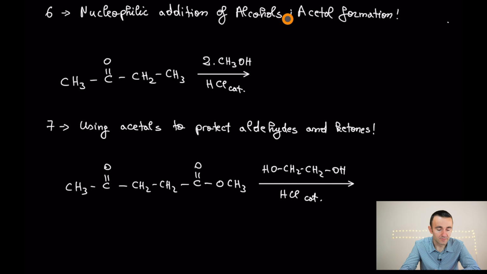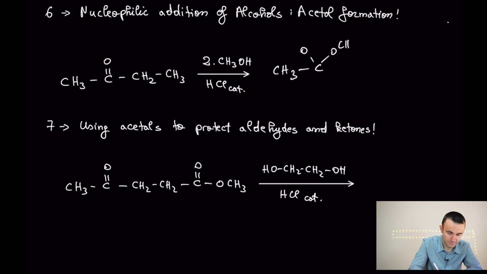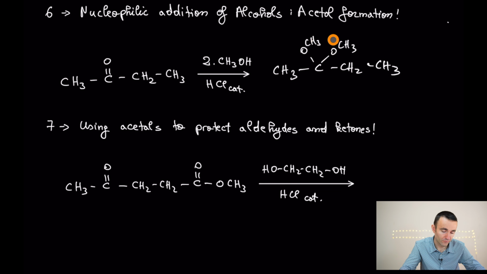Nucleophilic addition of alcohols, acetal formation. In case you treat a ketone or aldehyde with two equivalents of alcohol, you're going to yield acetals. So in this case, it's going to be butanone dimethyl acetal, for the naming, but you form this acetal. Why are those acetals important? Because we can use acetals to protect aldehydes or ketones.